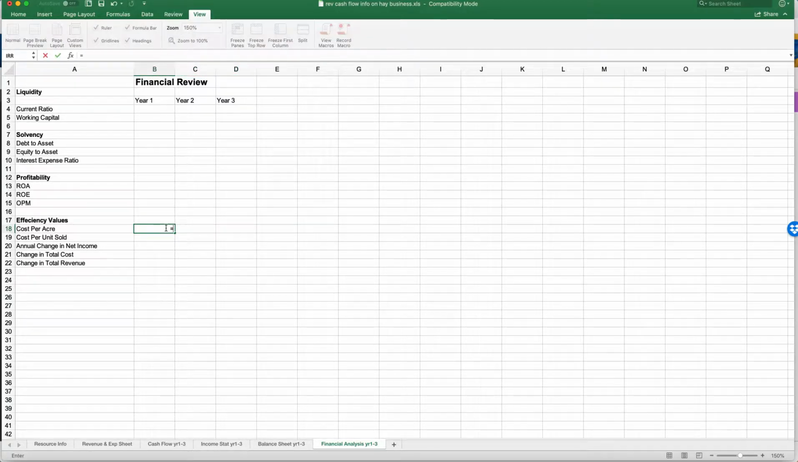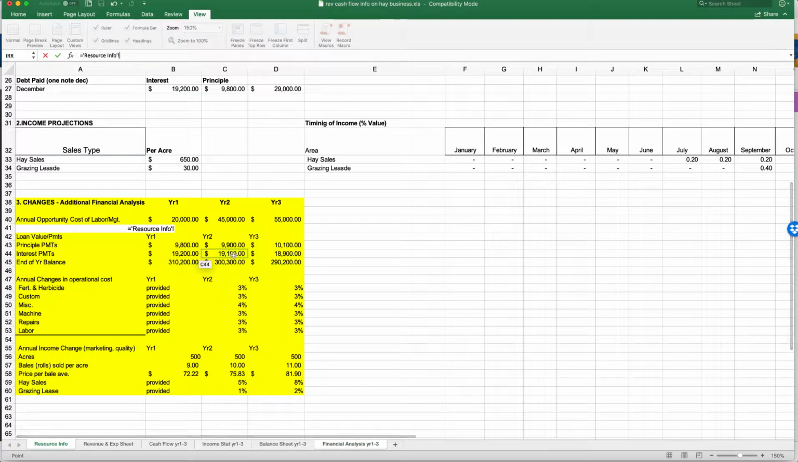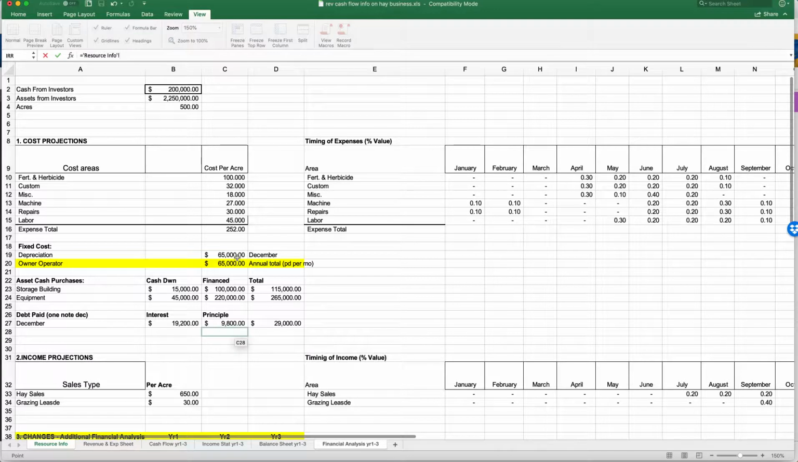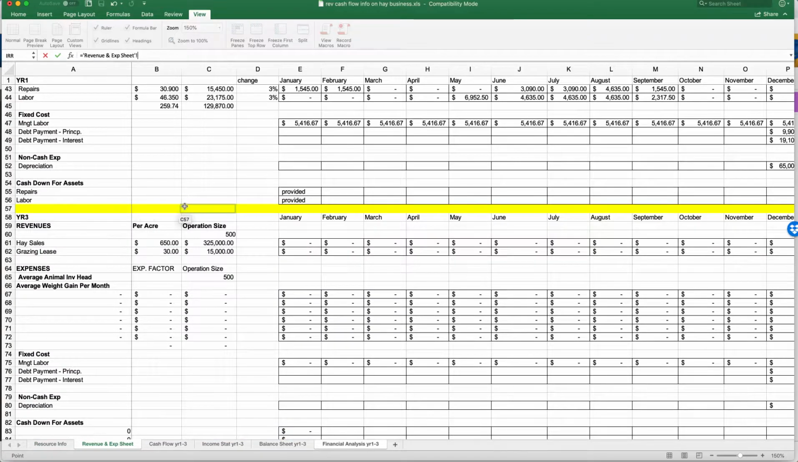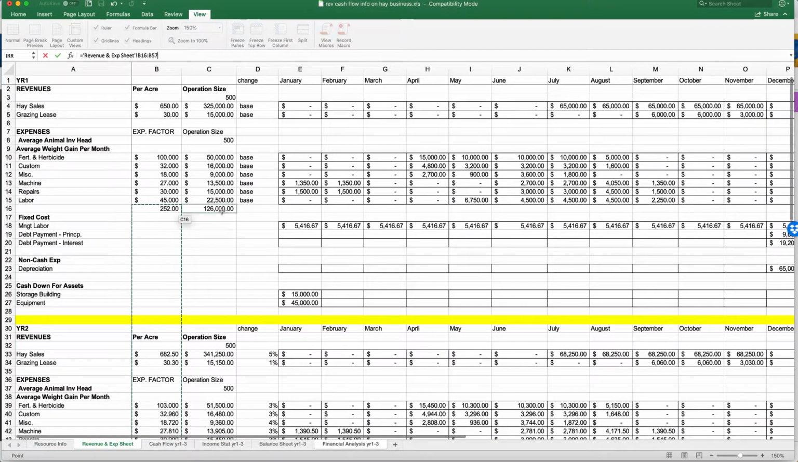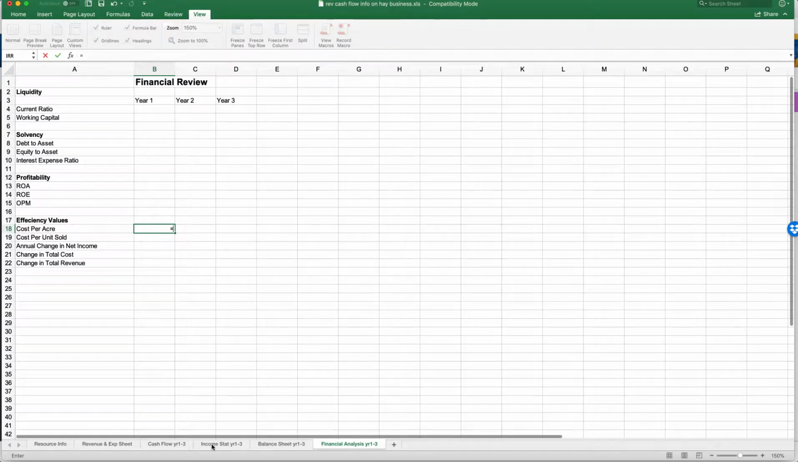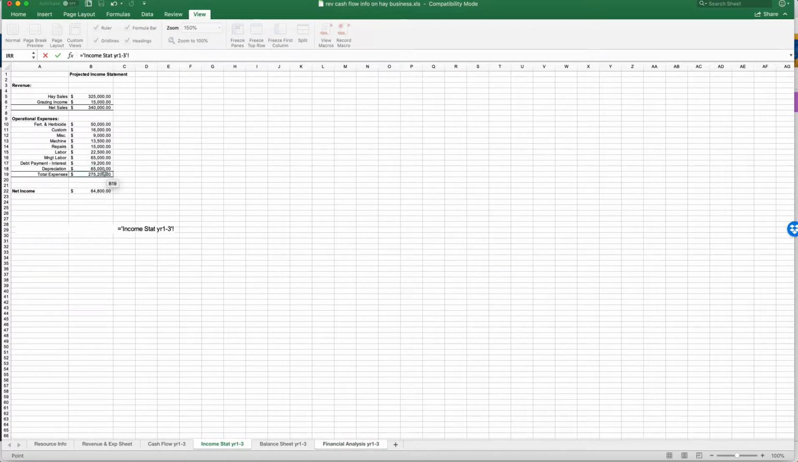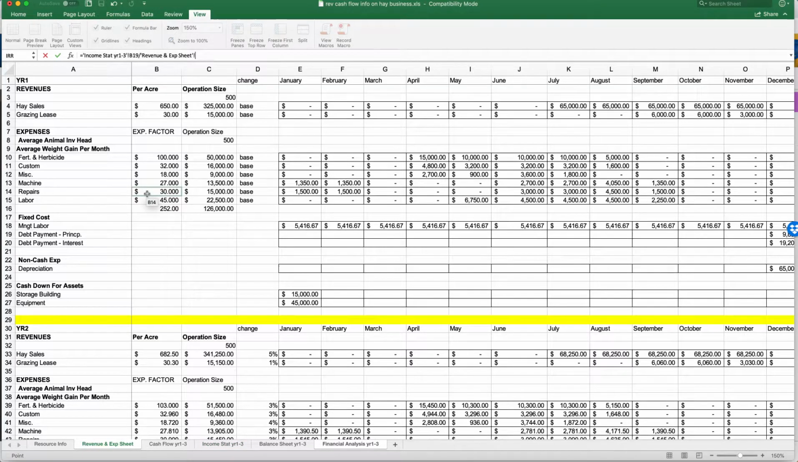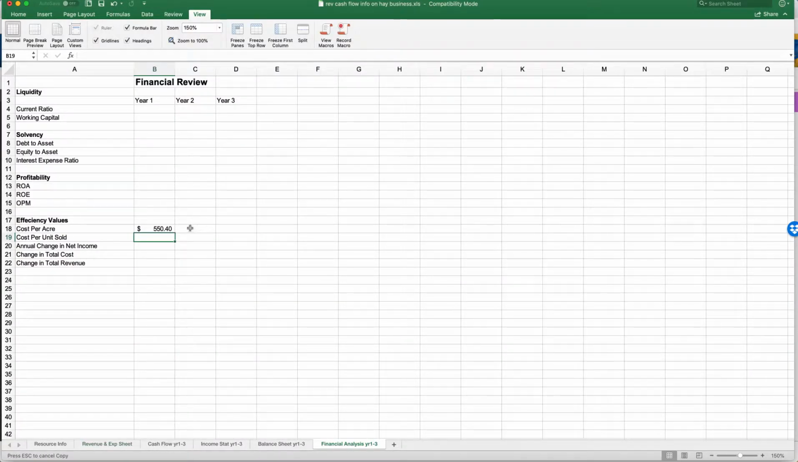In fact, cost per acre equals, we could go up here and look at our resource page for year 1. And cost per acre is right there at, let's go to revenue and expense sheet, right here at 252 is what it is. But how do you get that? Well, what you could do is you could just say equals. We had our total cost, because we got to figure out everything, right? Those are our total expenses divided by our year 1 size of the operation, which is 500 acres. And so that means the cost is $550 per acre.